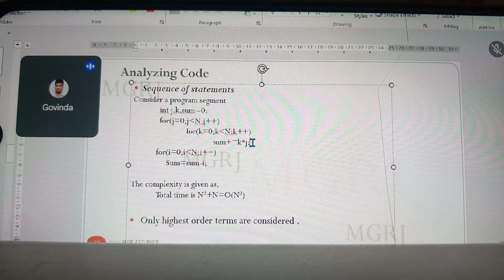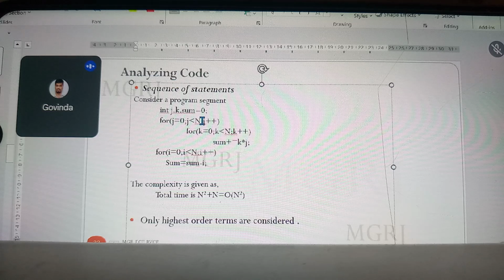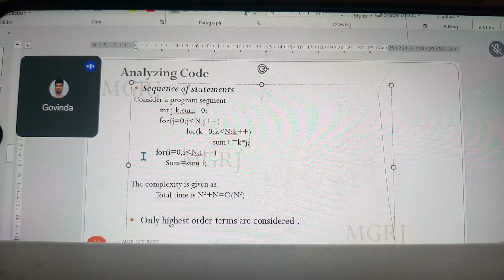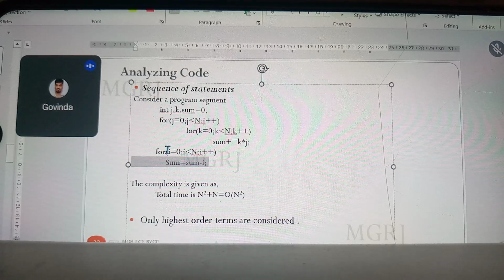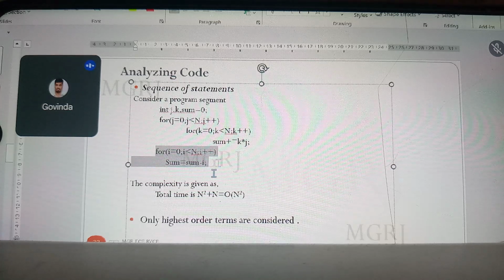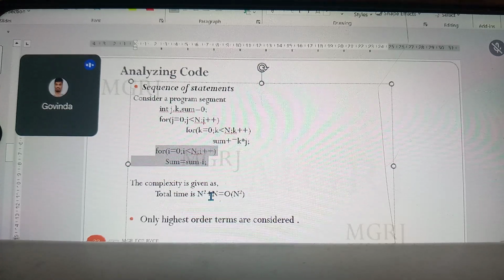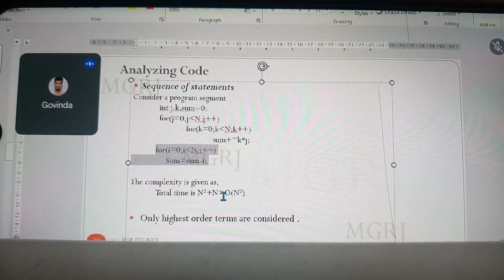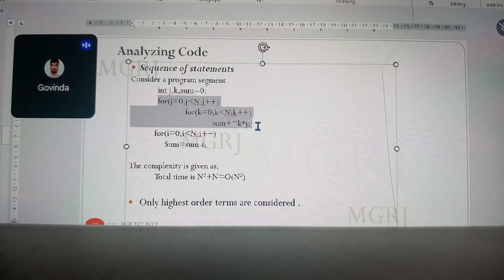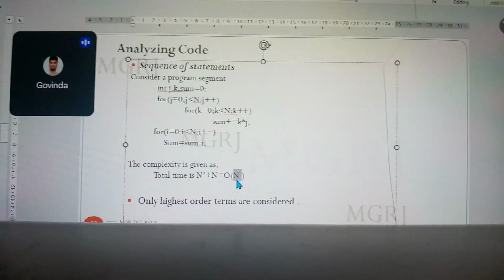The total number of times sum plus equals k into j will execute is n square, because for every iteration of the outer loop j, the inner loop k will execute n times. So the total number of iterations of this statement is n square. There is one more for loop, whose complexity is n. If you add the total time complexity, it is n square plus n, and we always consider the higher order term. So the complexity of the given program segment is O of n square. That means this function's complexity varies in the square sense, not the linear sense.